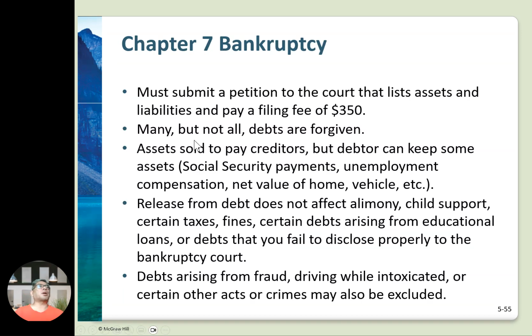Chapter 7 bankruptcy: you must submit petitions to the court that list assets liable, and pay a filing fee of $350. Many but not all debts are forgiven. Assets are sold to pay creditors. Release from debt does not affect alimony, child support, certain taxes, fines, and certain debts arising from educational loans that you failed to discuss properly with the bankruptcy court. Debt arising from fraud, arising while intoxicated, or from certain criminal acts may also be excluded.